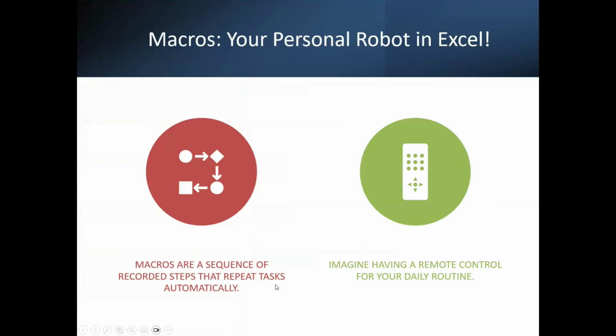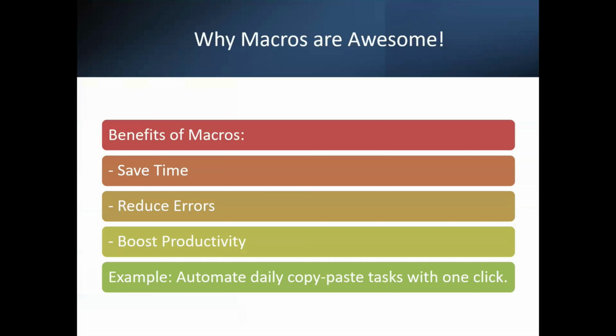Macros are a sequence of recorded steps that repeat tasks automatically. Imagine having a remote control for your daily routine. Benefits of macros: save time, reduce errors, boost productivity. Example: automate daily copy-paste tasks with one click.